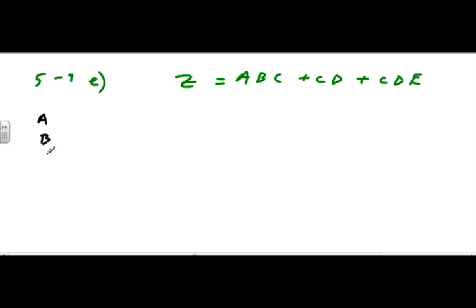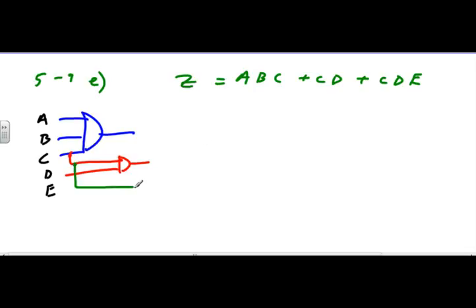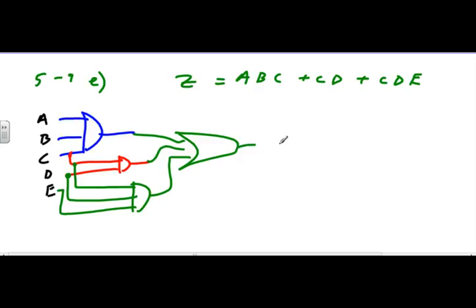A, B, C, D, E. Okay. A, B, C, and C, D, and C, D, E, and those all go into an OR. All right, so we drew the circuit.